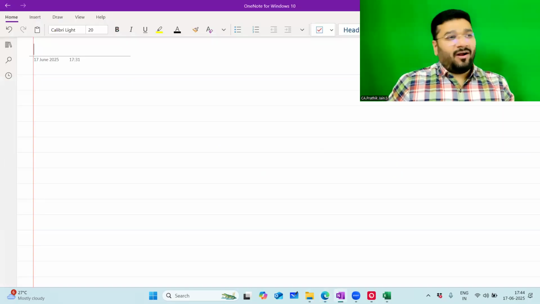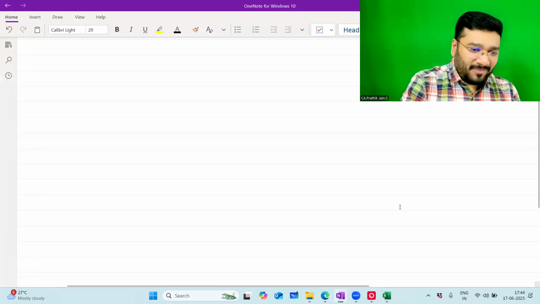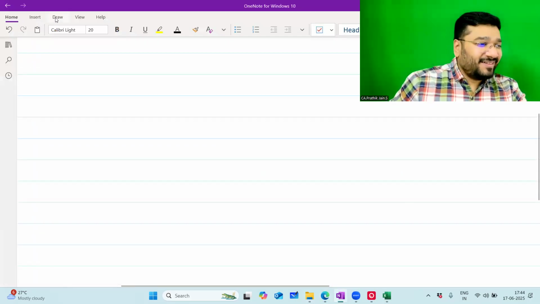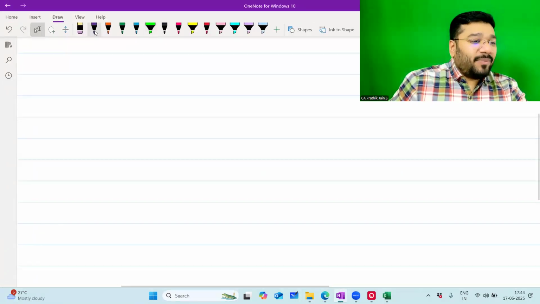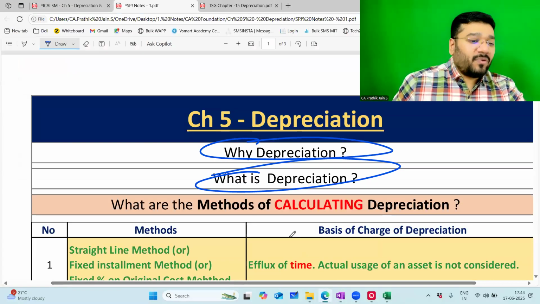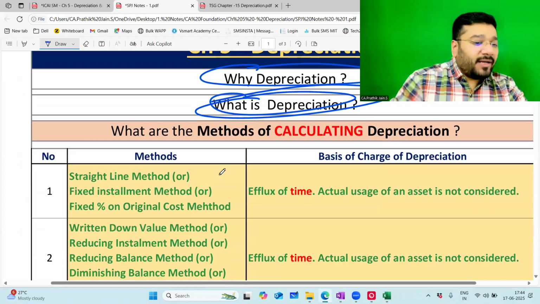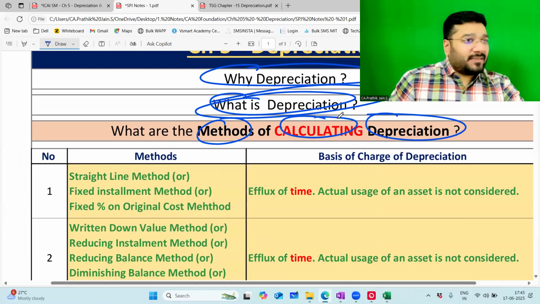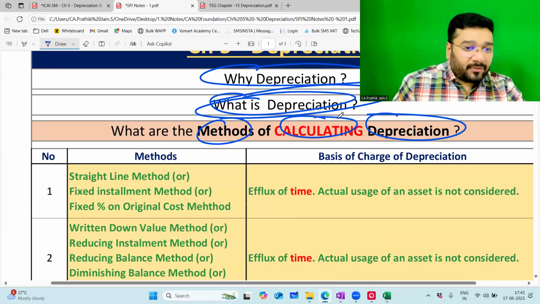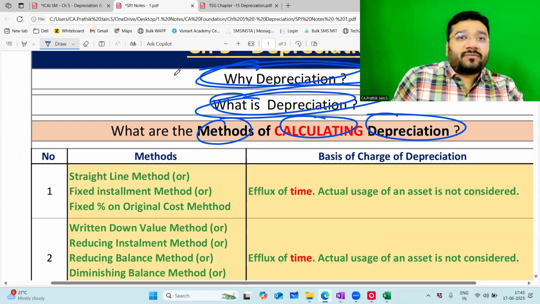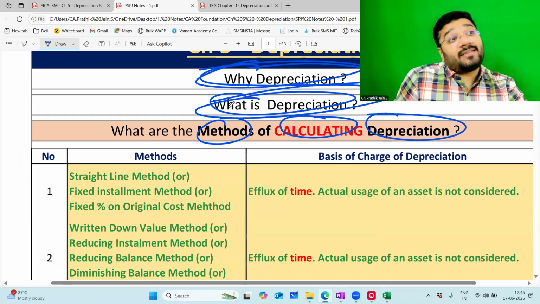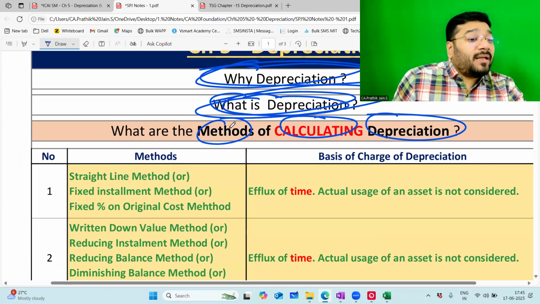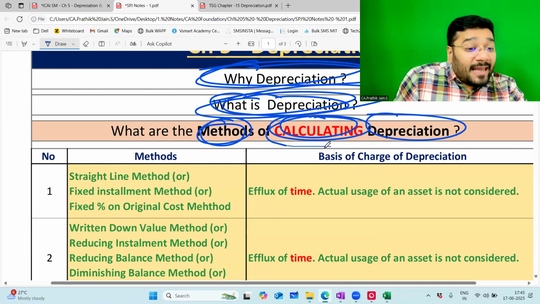Okay, no problem. I got to know your level, all of you. Better I'll start. Through this example, I'll make you understand why depreciation. Then we'll understand what is depreciation. Then we'll try to understand what are the methods for calculating depreciation. First, let's understand what are we going to learn in this chapter. Why depreciation? Second is what is depreciation? Third is what are the methods for calculating depreciation?